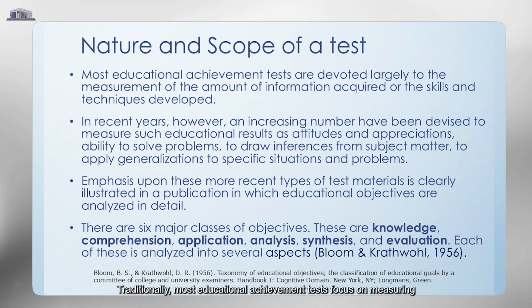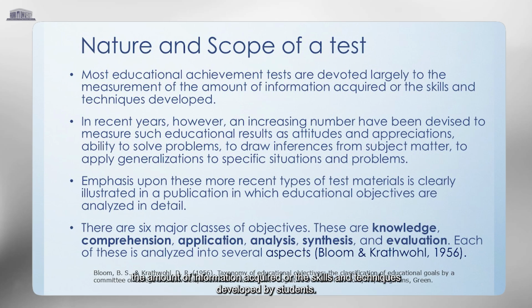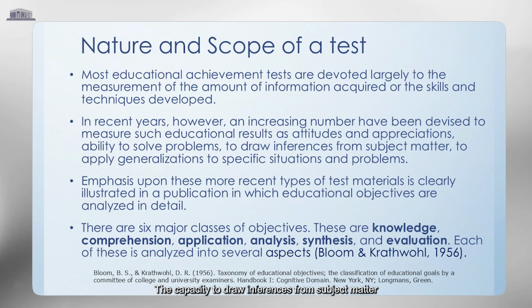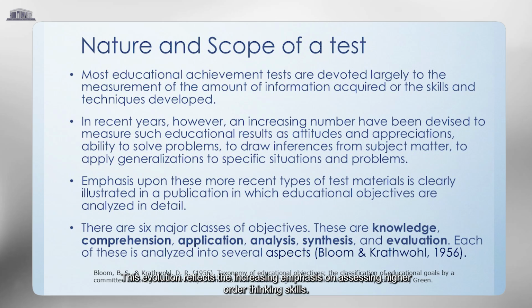Traditionally, most educational achievement tests focus on measuring the amount of information acquired or the skills and techniques developed by students. However, in recent years, there has been a shift toward assessing broader educational outcomes such as attitudes and appreciations, problem-solving ability, the capacity to draw inferences from subject matter, and applying generalizations to specific situations and problems. This evolution reflects the increasing emphasis on assessing higher-order thinking skills.